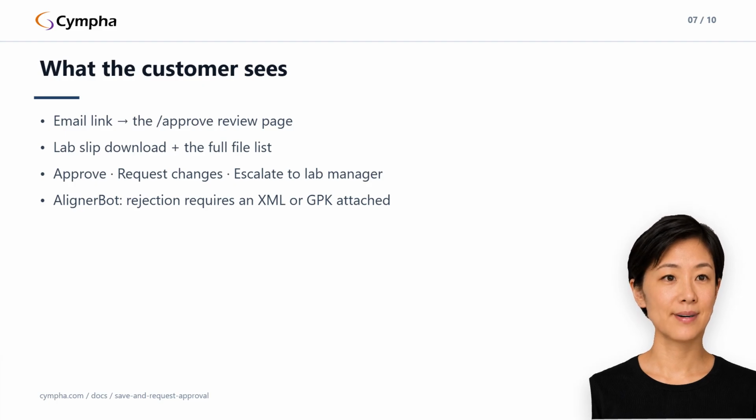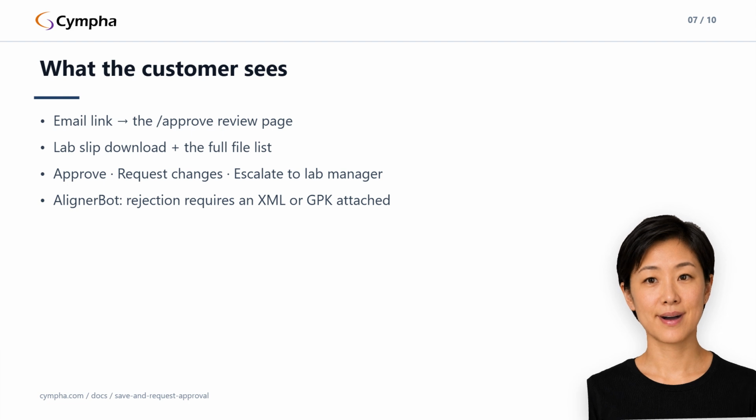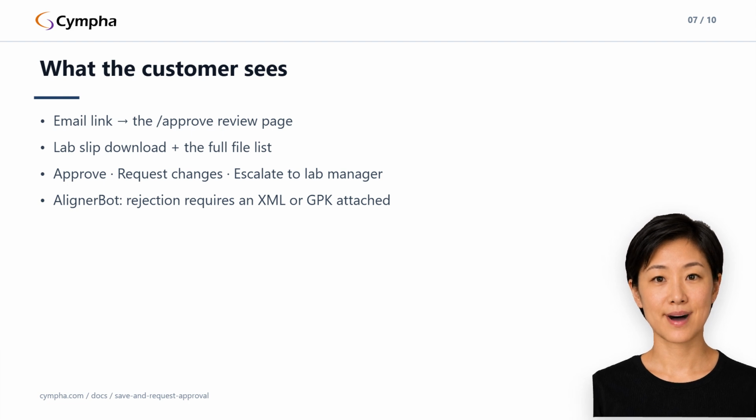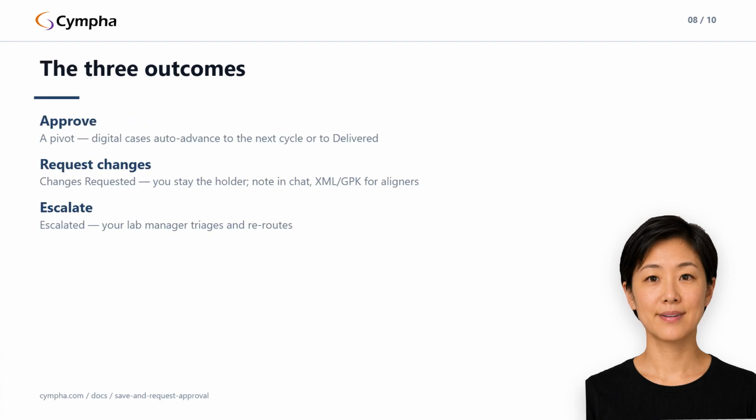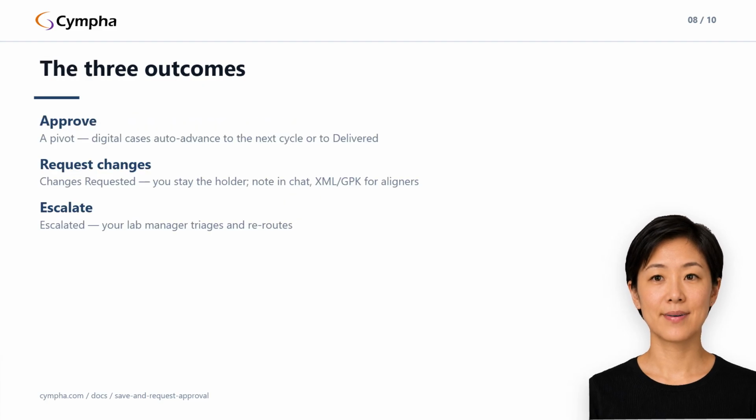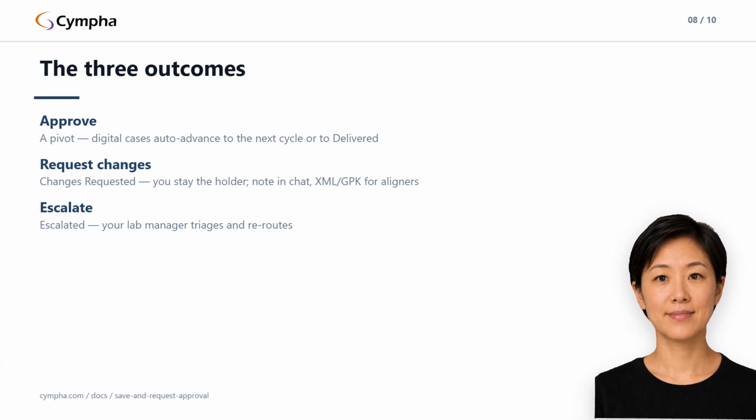The page is deliberately built so they see the evidence before signing off, rather than clicking something they haven't looked at. One category-specific rule: for AlignerBot and Clear Aligner AI cases, the request changes dialog enforces an uploaded XML tooth position file or replacement transfer pack before it accepts the rejection. Free text-only rejection is blocked by design. The planner can't act on prose. What that means for you is the subject of the rejection lecture.